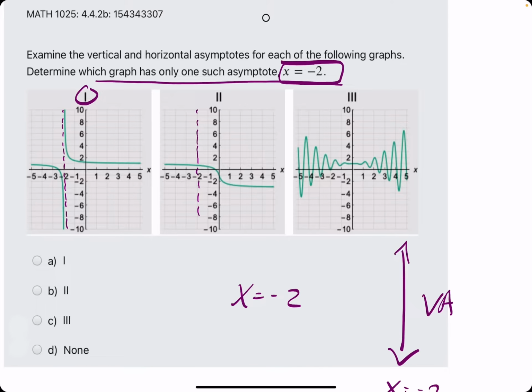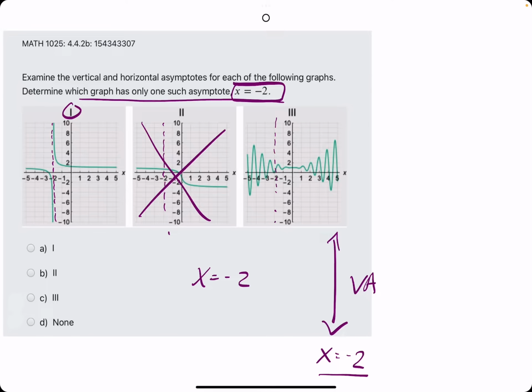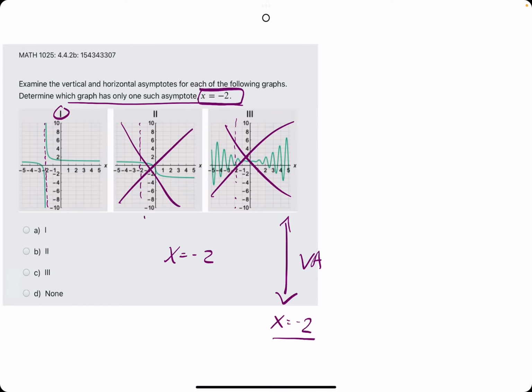Number 2 does not look good there. And then number 3, -2 has nothing special going on. So it looks like graph 1. Oh, they got me. All right, 1 is not our answer.